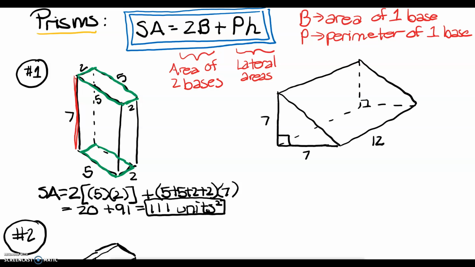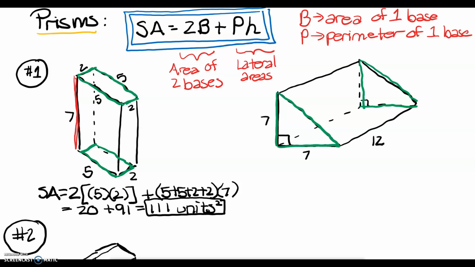So how do we do it with a triangular prism? The first prism was called a rectangular prism. This one is called a triangular prism because the bases are triangles. So I'm going to outline my bases. These are the only two sides in this figure that are parallel. And it is a right triangle.